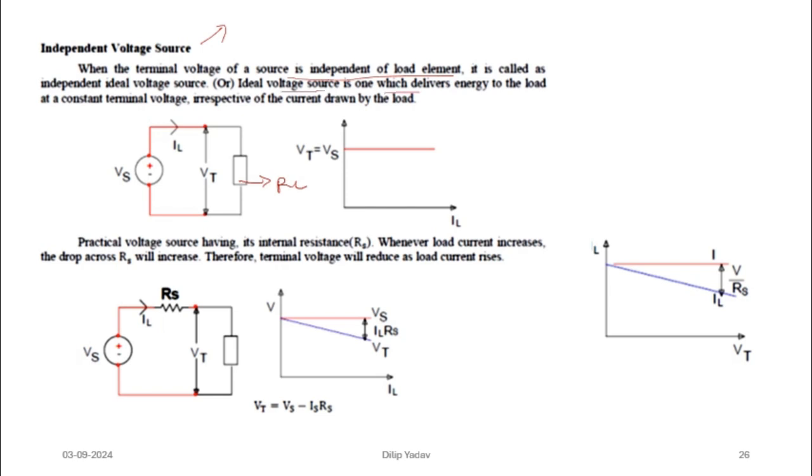An ideal voltage source is one which delivers energy to the load at a constant terminal voltage irrespective of the load current. This is the source, IL is the load current, and then we can plot the graph. But practically, a practical source has an internal resistance RS. If we take the internal resistance, then there will be some losses across the load resistance. So the curve is this one. This is the ideal case. This one is not ideal, because we are saying that the internal resistance is there, so the graph we plot will be like this.